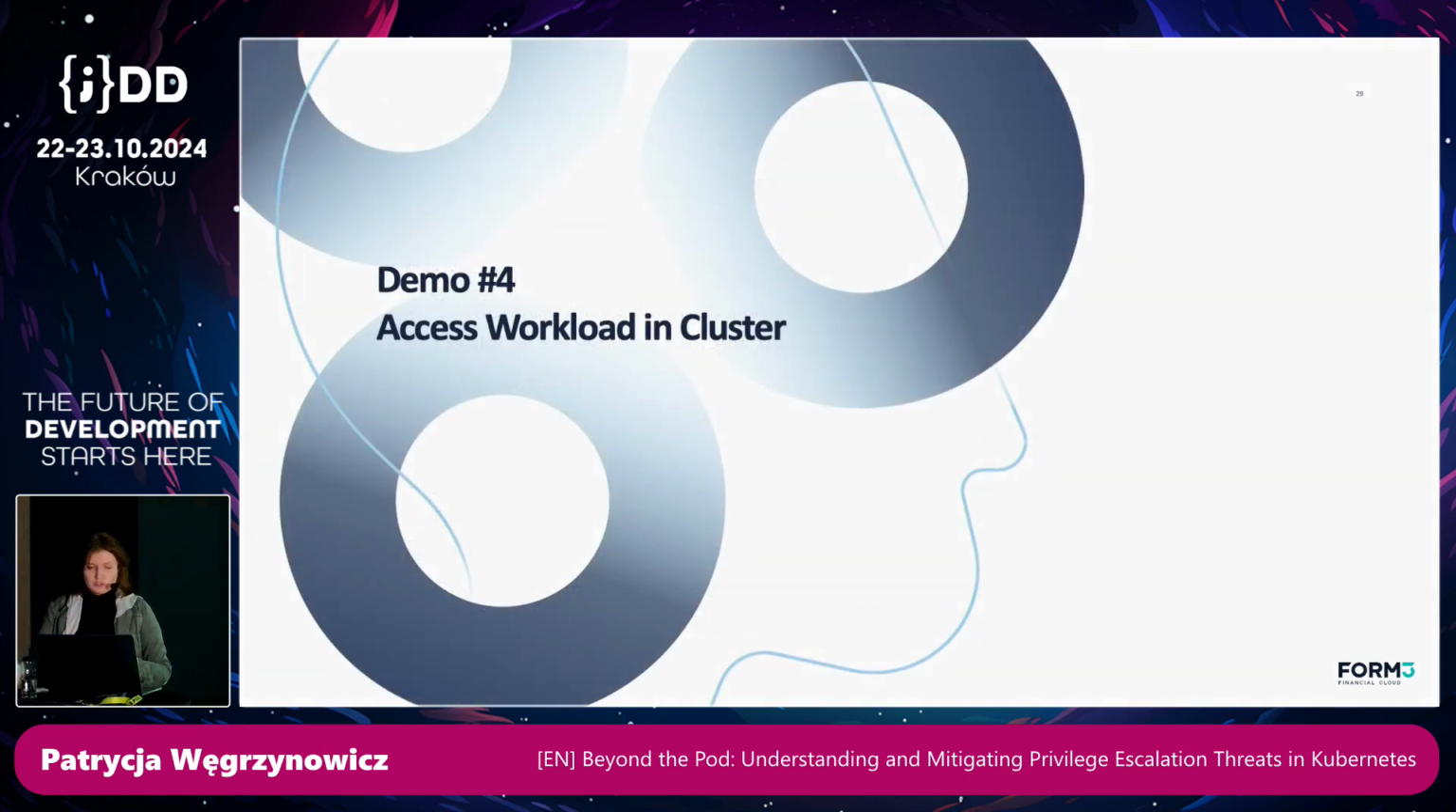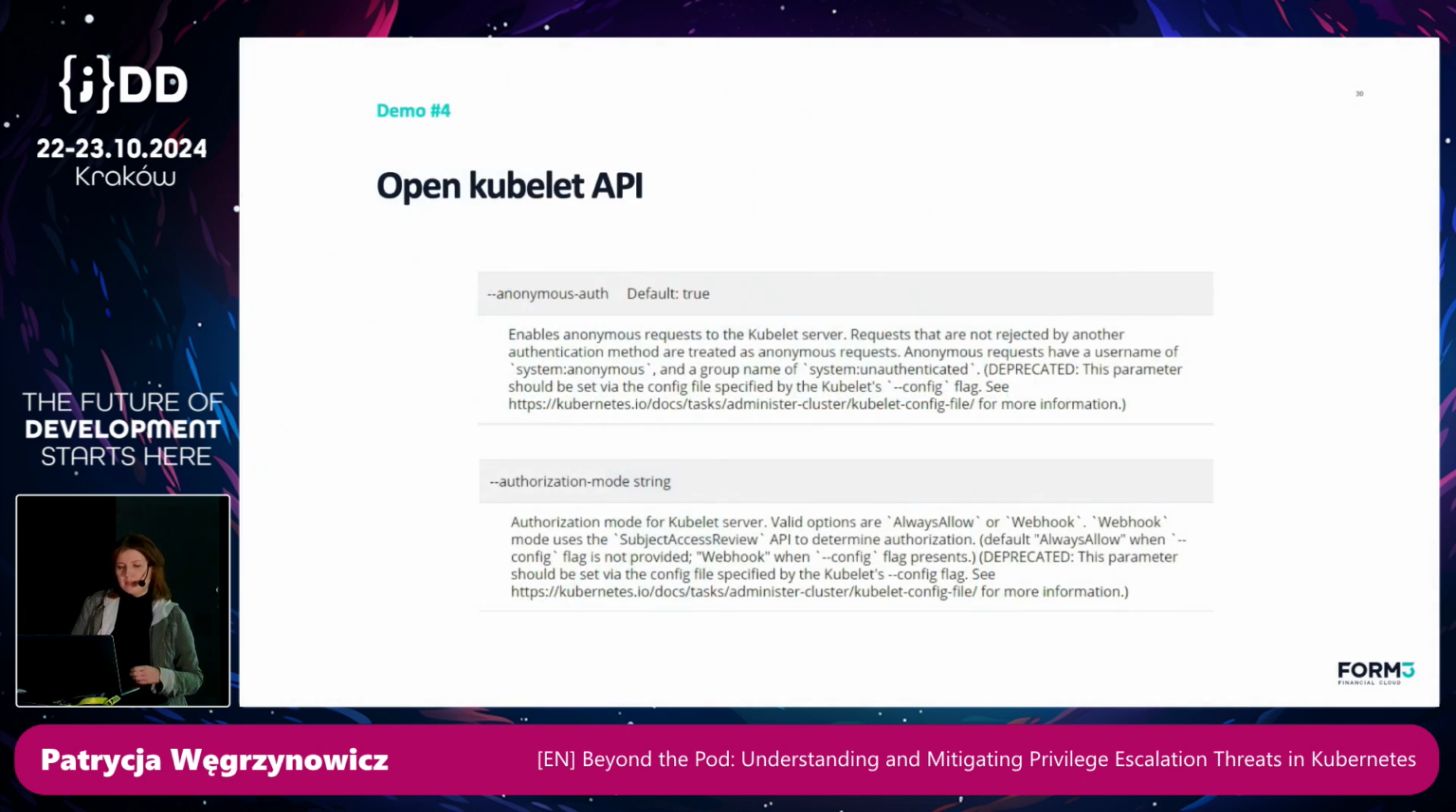So I think that we don't have time for our last demo. Apologies for this because I was pretty stuck with those typos. The last demo was about discovering unsecured kubelet API in our cluster and then making use of it. As you see, by default, Kubernetes provides anonymous auth and authorization mode always allow in your clusters.